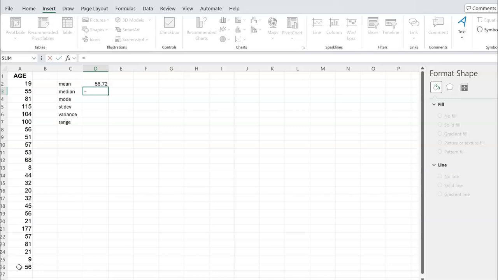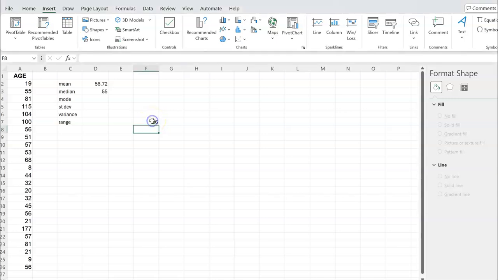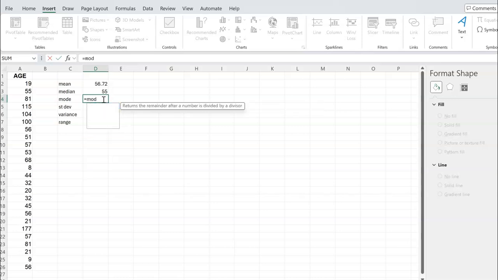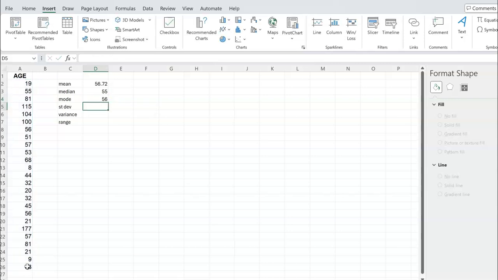To find the median, I'm just going to type in equals median, parentheses, and then again, I'm going to highlight these cells. There's my median. So to find the mode, I'm going to do the same thing. I'm going to type in equals mode.